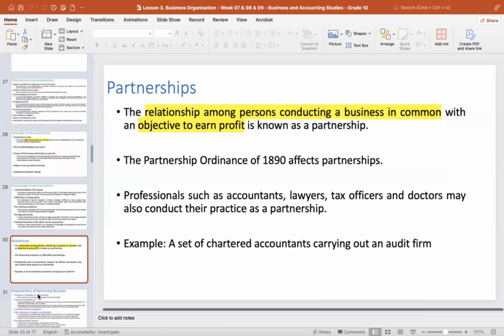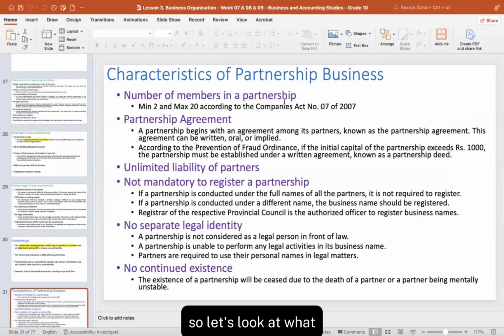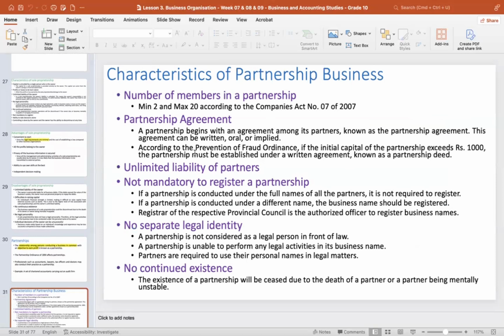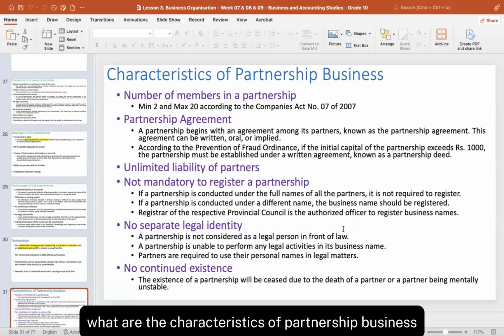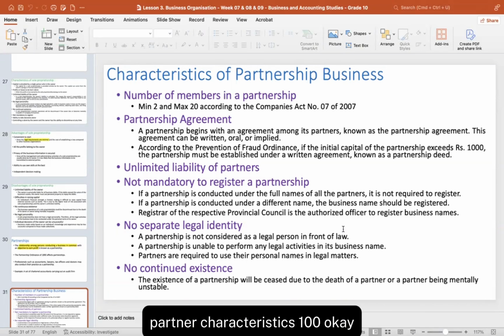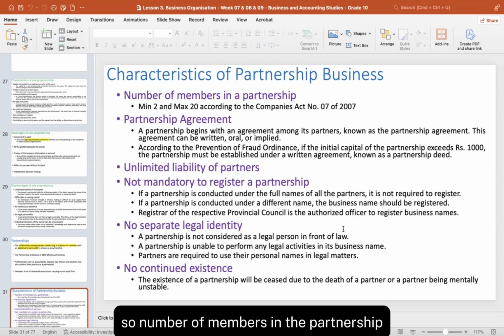Okay, so let's look at what are the characteristics of partnership business. අපි දැන් බලමු මොනවද මේ partnership business එකක characters මොනවද කියලා. Okay, now let's see what are the characteristics of partnership business. Partnership business එකක තියෙන characteristics.